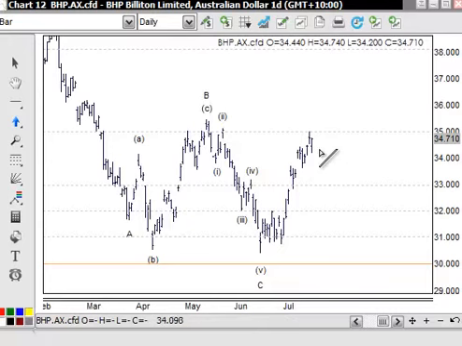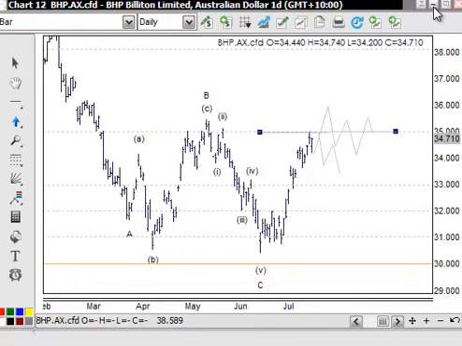One is that it reaches here and it has some type of ABC correction here. The other one, it has a smaller one and pushes higher through here, and then has the ABC correction here, and then finds support on here. Either way, if you're trading long from here, you want that 35 as support. That's pretty much the key factor there.